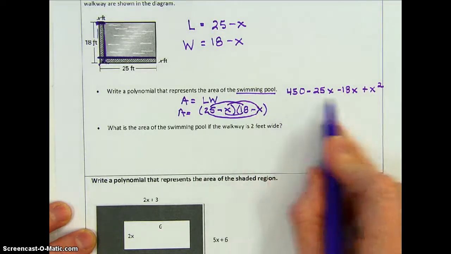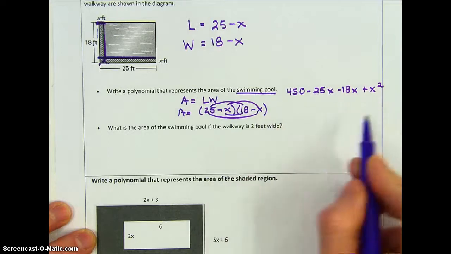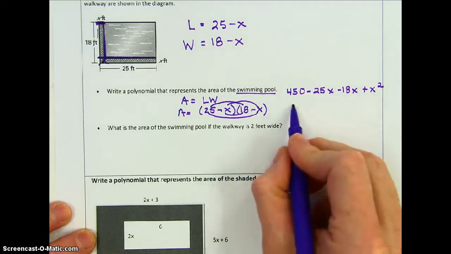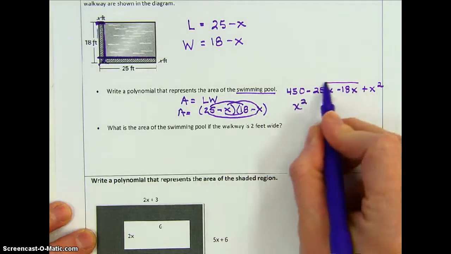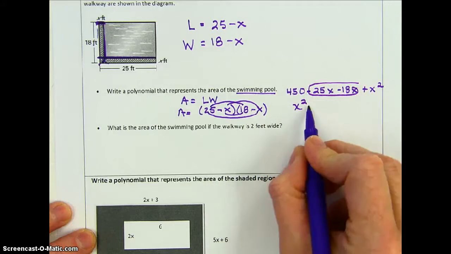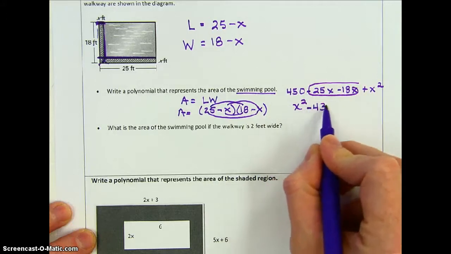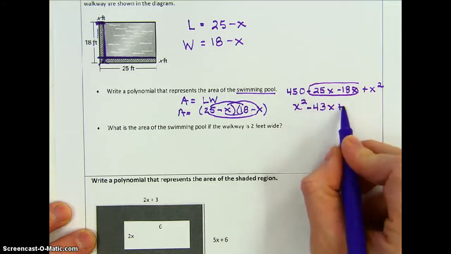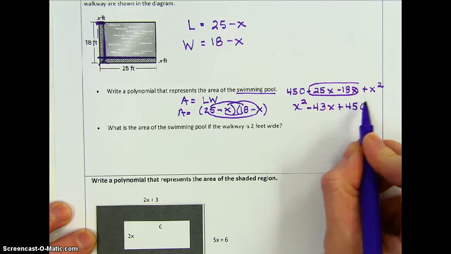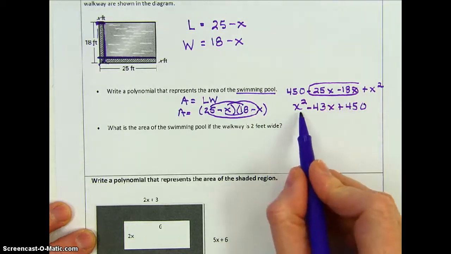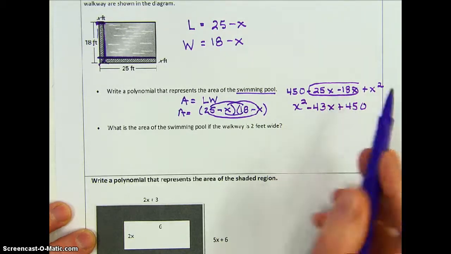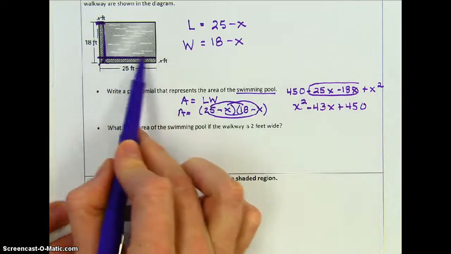Now, this is not in standard form, so we're going to clean it up. We are going to put the x squared first. We are going to combine like terms. So we're going to get a negative 43x, and then the 450 will go here. Now, that is the polynomial that represents the area of just the swimming pool.